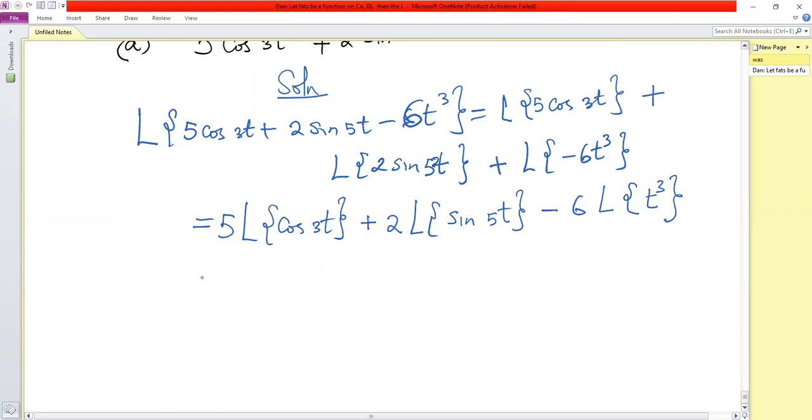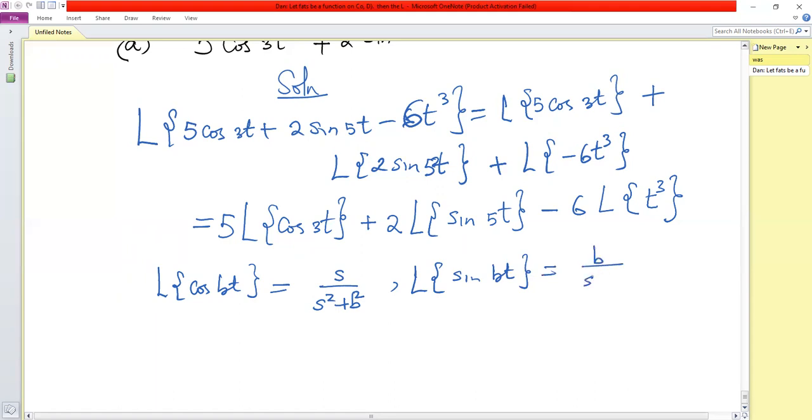Then we know from Laplace transform tables that the Laplace transform of cosine of bt is given by s over s squared plus b squared. The Laplace transform of sine of bt is given by b over s squared plus b squared, and the Laplace transform of t power n is given by n factorial over s raised to power n plus 1.